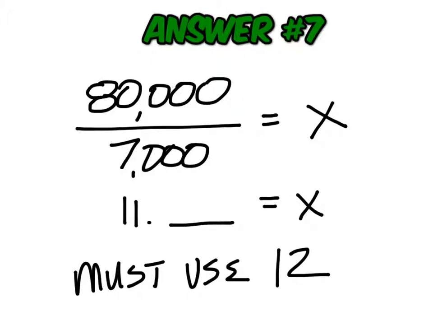7, you have to haul some gas, 80,000 gallons. The truck holds 7,000. 80,000 divided by 7,000 comes out to be 11 point something. So you really need 12 trucks in order to haul everything out.